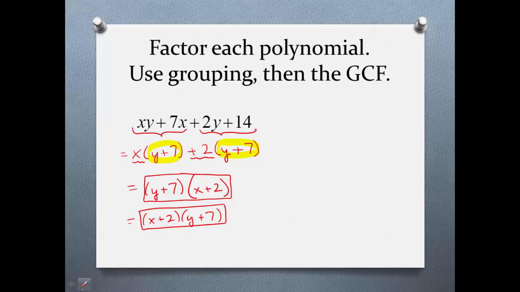And remember that the way you can check that is to distribute. So I'll take this second one here, x plus 2 times y plus 7. If I distribute, I get xy plus 7x plus 2y plus 14. And because this is what I started with, these are the correct factored forms.